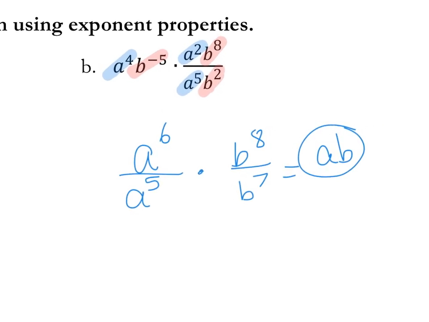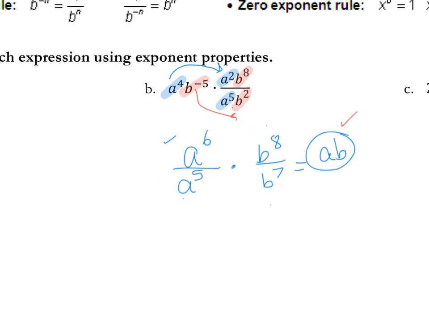Over on part B, I group my variables together. I know that my a's are going to come together and my b's are going to come together. I first multiplied a to the 4th times a to the 2nd, and that's where I got a to the 6th. And then I let a to the 5th stay in the denominator. In red here, I multiplied b to the negative 5th. Well, I made that positive 5 in the denominator using my negative exponent rule. So I ended up with b to the 8th over b to the 7th. I simplified each of those fractions, and I got a times b.